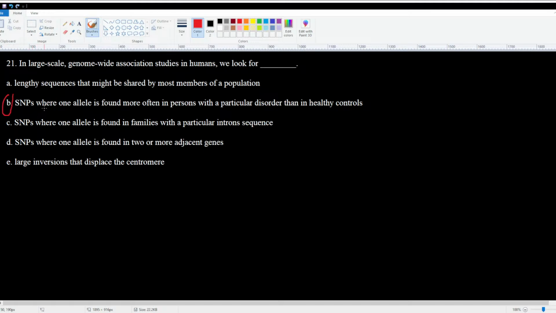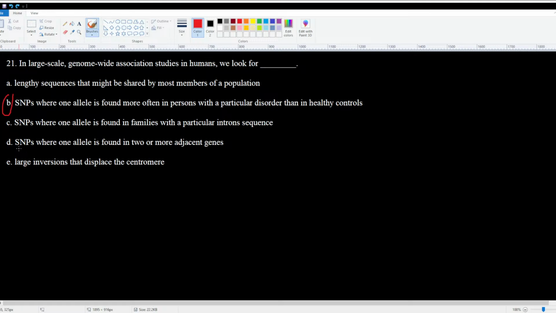Single nucleotide polymorphisms, where one allele is found more often in persons with a particular disorder than in healthy controls, right? What does C say, for example? Okay, C is saying single nucleotide polymorphisms where one allele is found in families with a particular intron sequence. Well, introns are not what we care about, so right off the bat we could eliminate that.